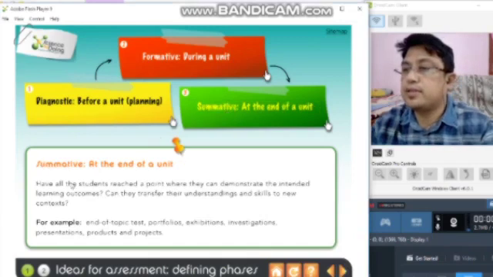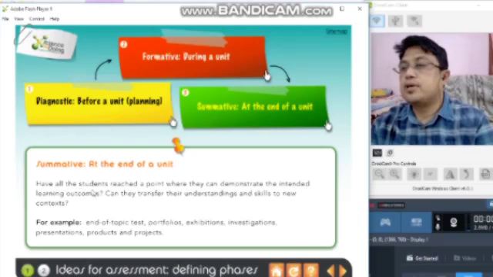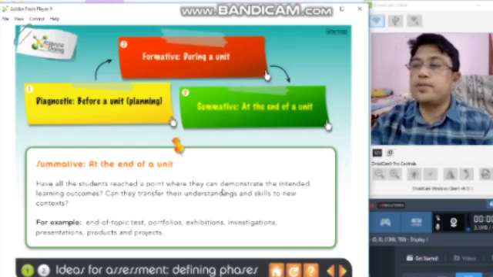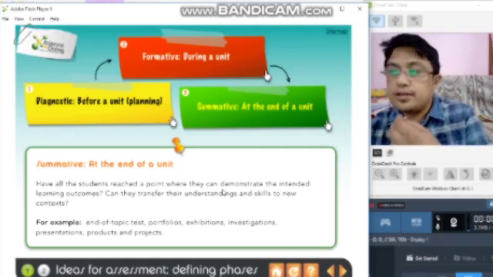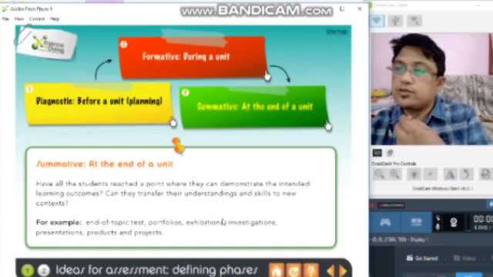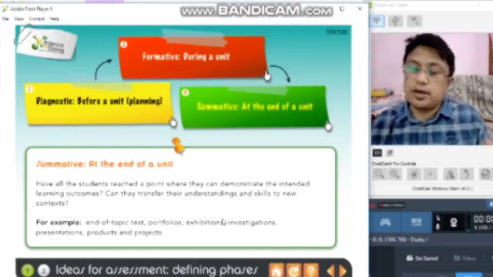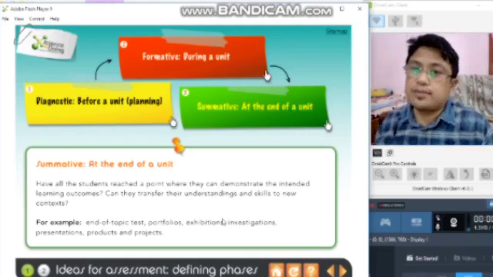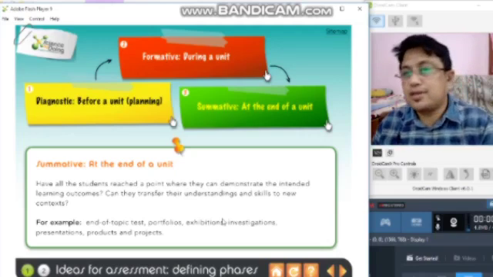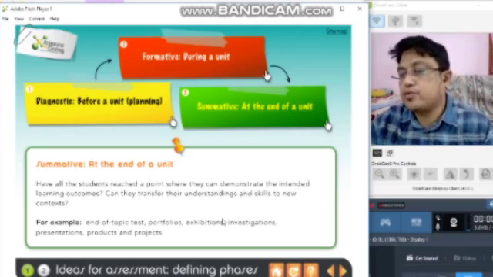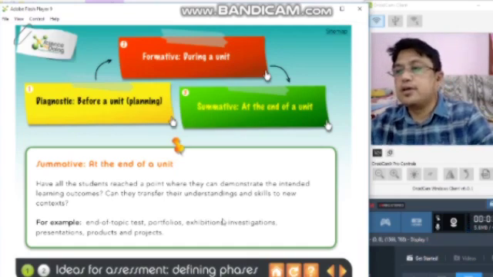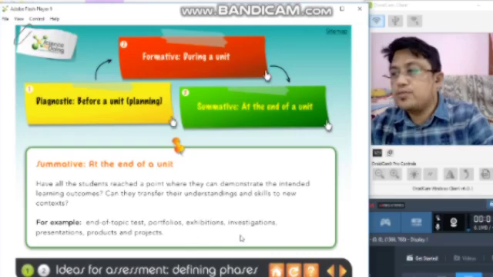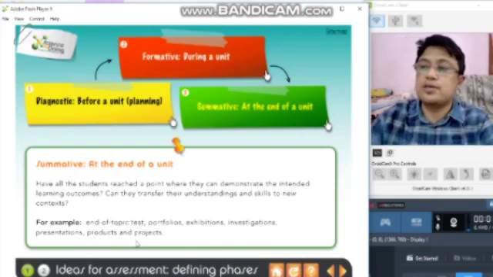Let us see summative: have all the teachers reached a point where they can demonstrate intended learning outcomes? Can they transfer their understanding and skills to new contexts? See, normally when we describe and discuss summative assessment, it is very mechanical. Here we can at least come up to the contextualization part. Can they transfer their understanding and skill to a new context? For example, with the help of end-of-topic tests, portfolios, exhibitions, investigations, presentations, products, and a project.